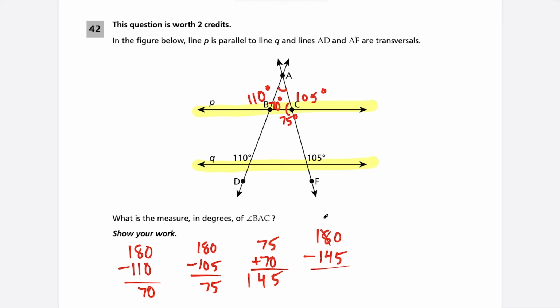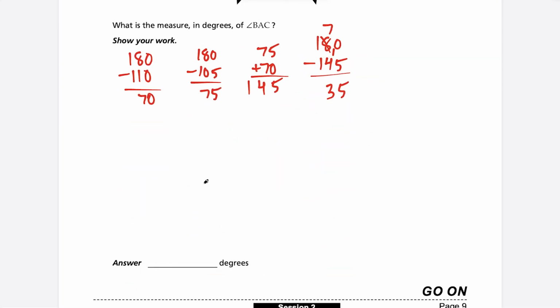So now I'll go ahead and do the long subtraction. We could use a calculator, but I'll just practice long subtraction. 10 minus 5 is 5. 7 minus 4 is 3. So the missing angle BAC is 35 degrees. Okay, so I'm just going to write that down here. The missing angle is 35 degrees.